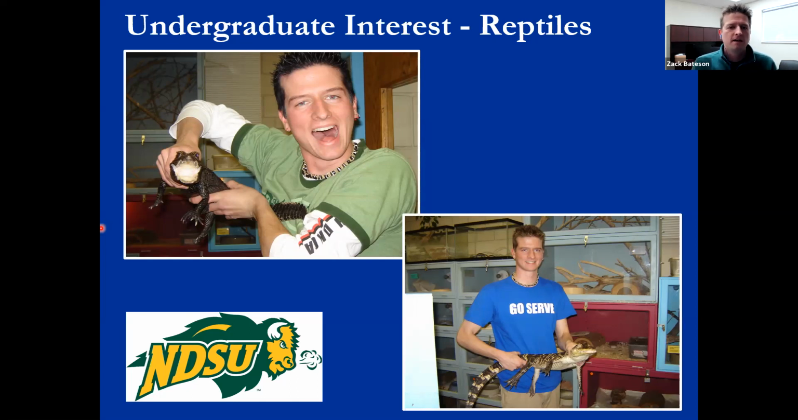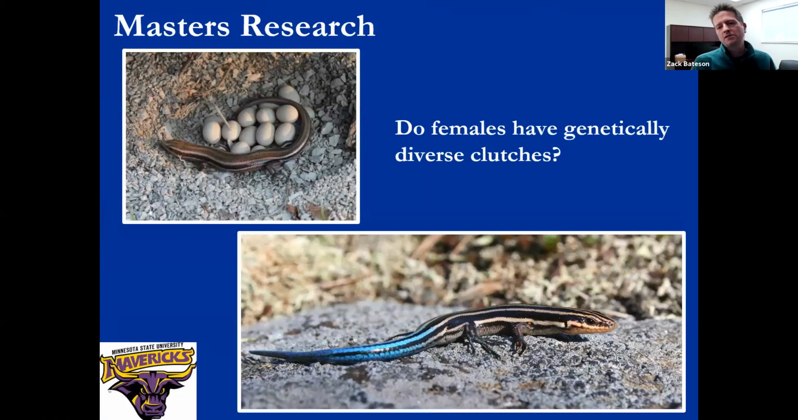And then I wanted to explore a career in research dealing with reptiles. And so for my master's degree, I looked at a particular research question: do females have genetically diverse clutches in a state endangered species called the five-line skink? And so you might be wondering, well, why is that important? Well, a lot of these populations that I studied were on the periphery of their range.